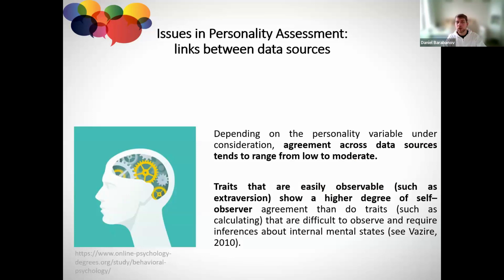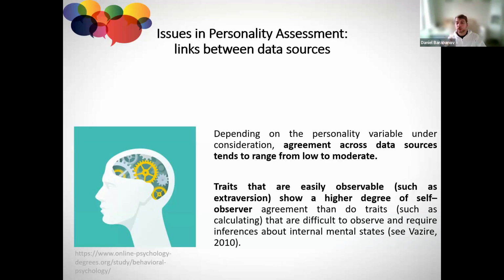So what do we know about the links between data sources, trying to tackle the first problem? Actually, agreement across different data sources tends to be either low or moderate. So there is a lot of disagreement between sources. Returning to the example I provided a couple of minutes ago, if we measure extroversion through tests and self-report, basically the agreement would be either low or moderate.